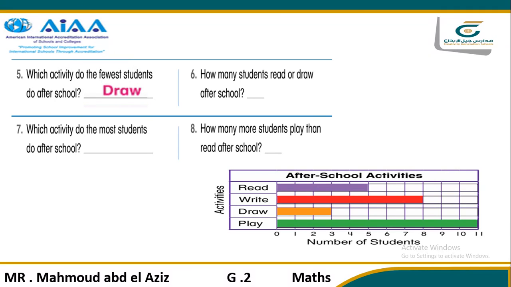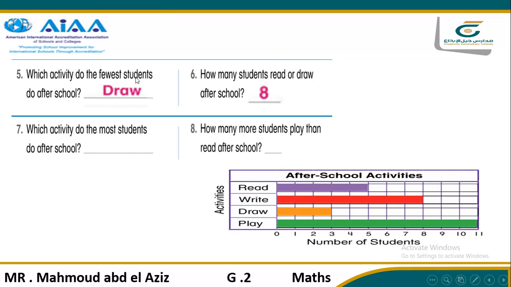Another question: how many students read or draw after school? What's the meaning of or here? That means plus. You will add the 2 numbers of the activity of read and the activity of draw. In read we have 5 students, and in draw we have 3 students. So 5 plus 3 equals, excellent, 8. So we will write 8 here.